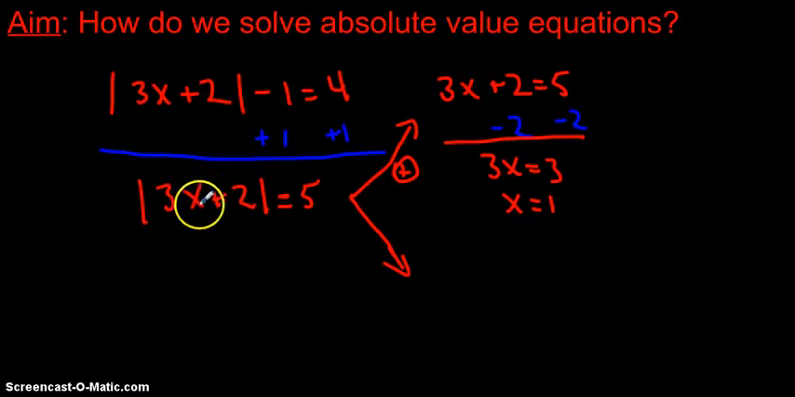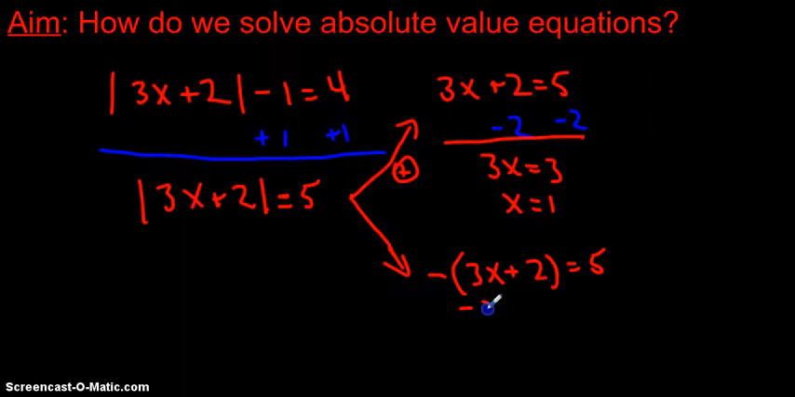make this expression negative. And if the expression is negative, then the absolute value would reverse the sign of all of these terms. So we would get this, negative this, the opposite sign of this, which is negative 3x minus 2 equals 5. We do the same thing to solve it.